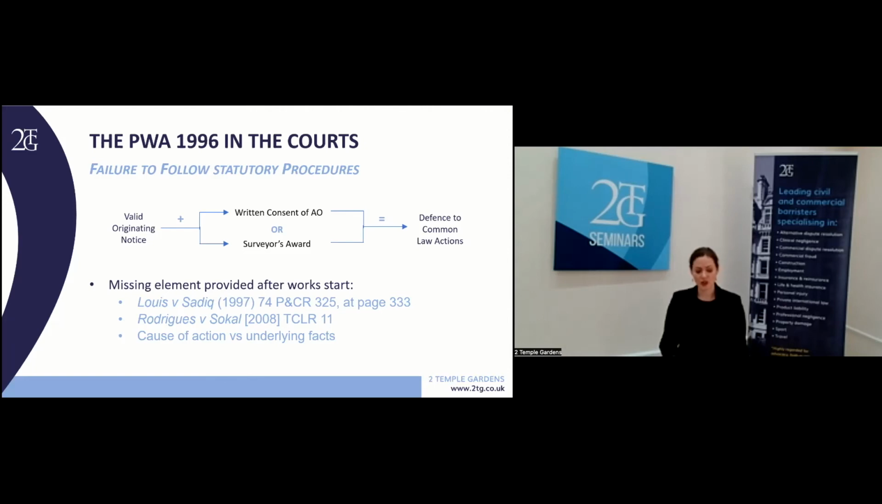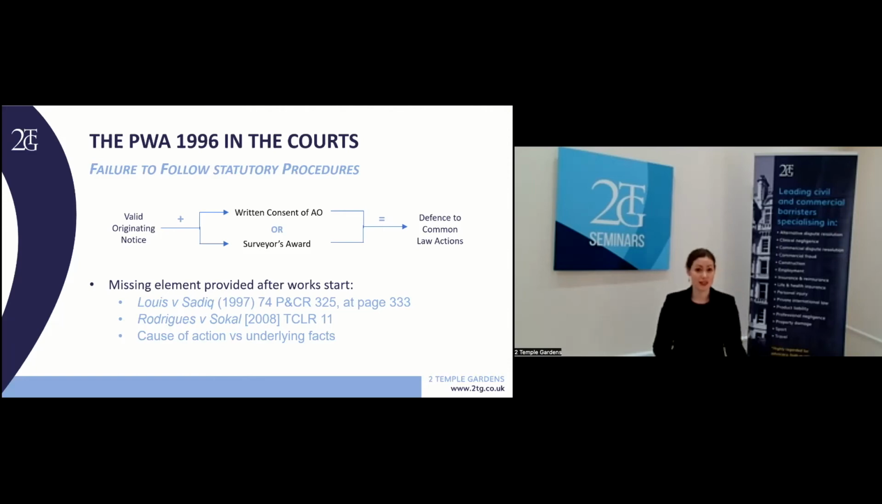The factual situation in Rodriguez was very similar to Lewis. Sometime after the relevant works had started, the building owner served an originating notice and then used the statutory dispute resolution procedure to obtain a surveyor's award, which found, as a matter of fact, that the works had not caused any damage at all to the adjoining owner's property.